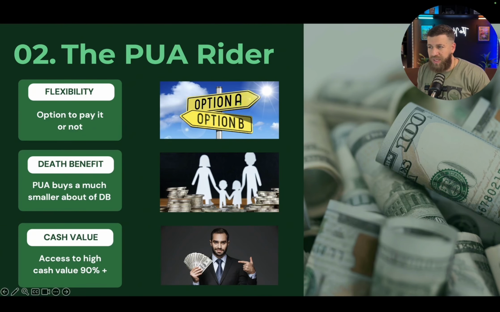Now we get on to the PUA rider. This portion of the premium stands for paid-up additions, and it allows for more flexibility within the policy. You can choose to fund this or not, depending on the insurance company. The PUA buys a much smaller portion of the death benefit, and the majority of the money goes towards early cash value. We're talking in the 90% range of the PUA premium is available for immediate use, which is huge.